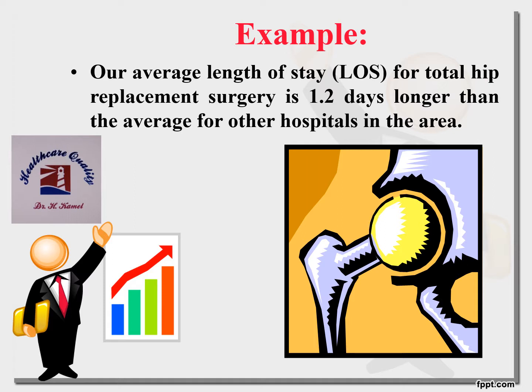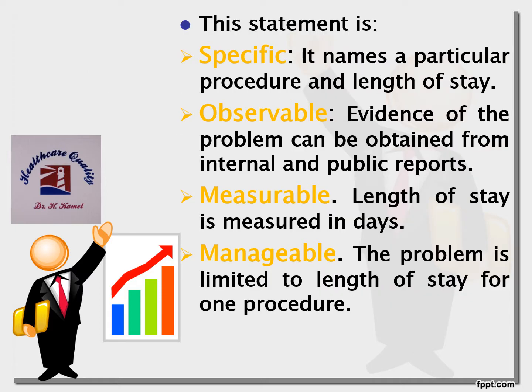An example: our average length of stay for total hip replacement surgery is 1.2 days longer than the average for other hospitals in the area. This statement is specific. It names a particular procedure and the length of stay. It's observable. Evidence of the problem can be obtained from internal and public reports. It's measurable. Length of stay is measured in days. And manageable. The problem is limited to length of stay for one procedure.